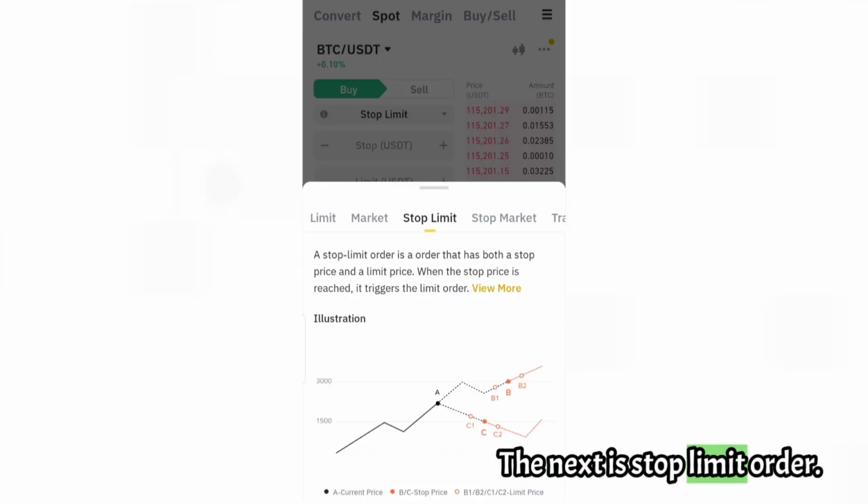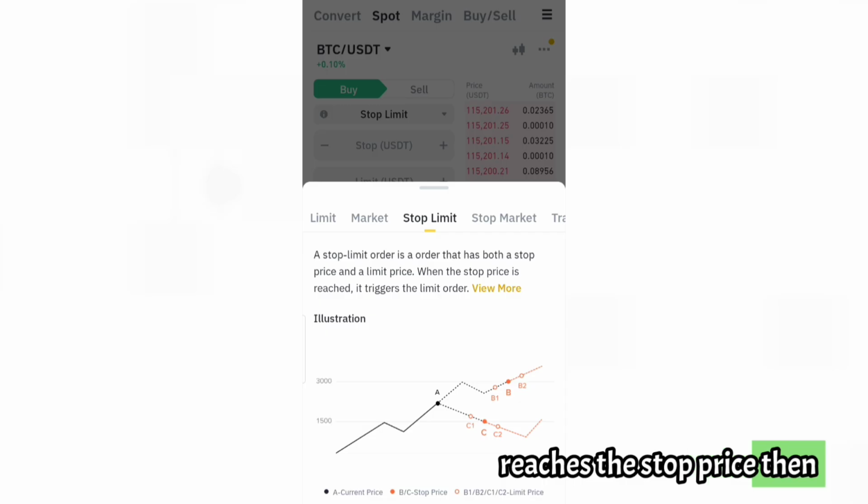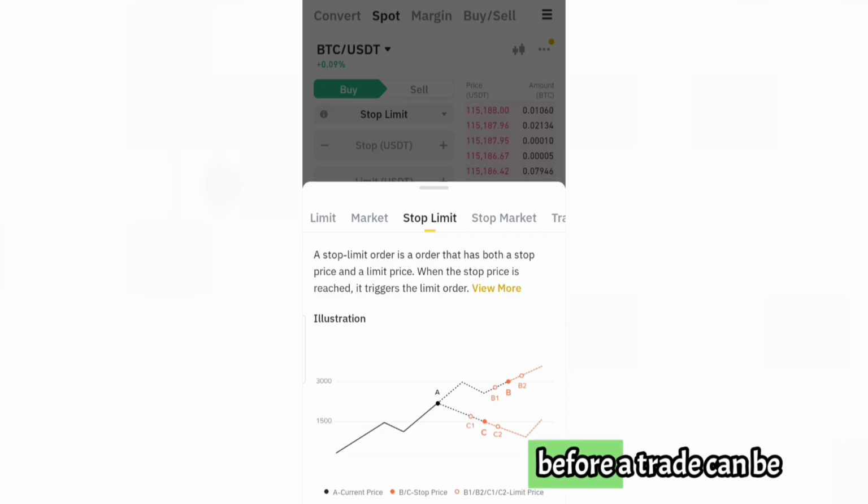The next is stop limit order. This type of order is a combination of stop order and limit. When the market price reaches the stop price, it activates a limit order, but the price must be within the specified limit before a trade can be executed.